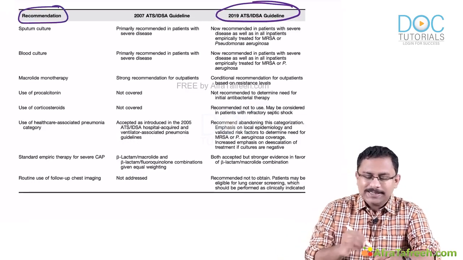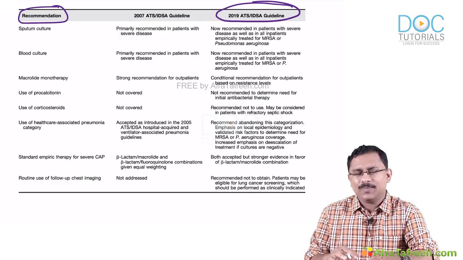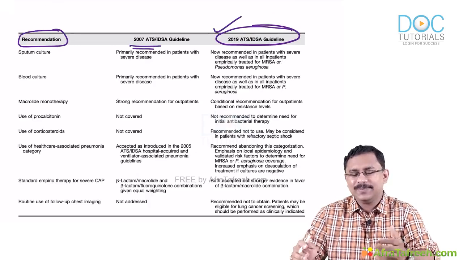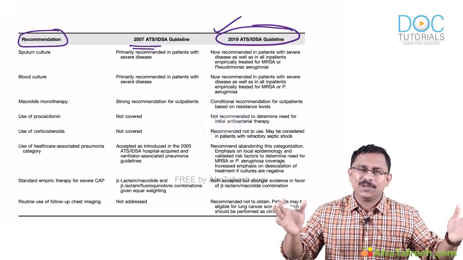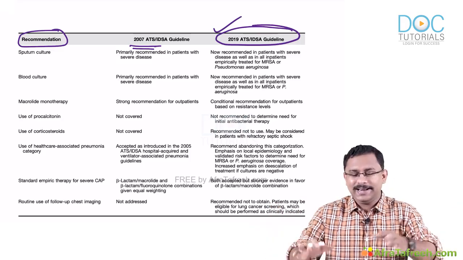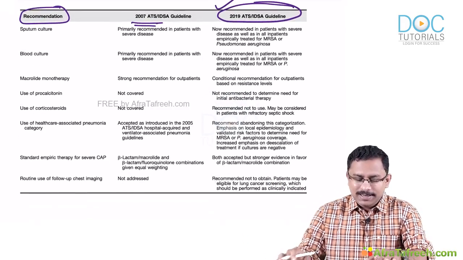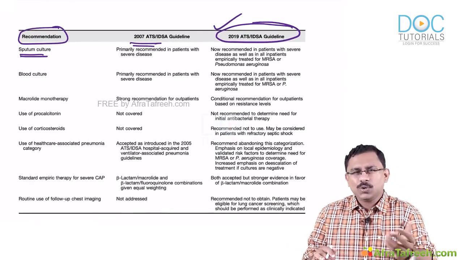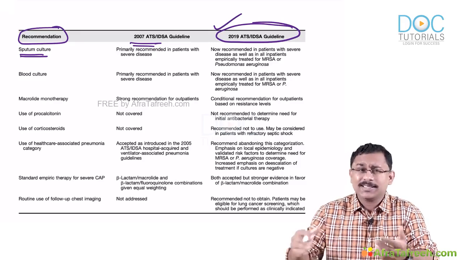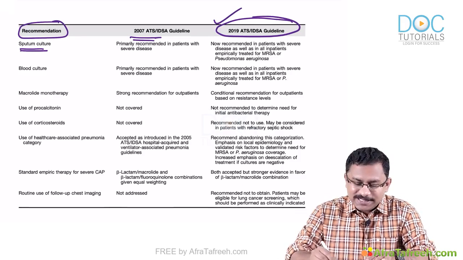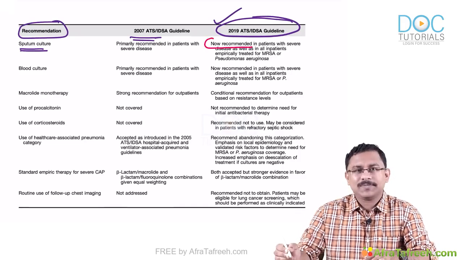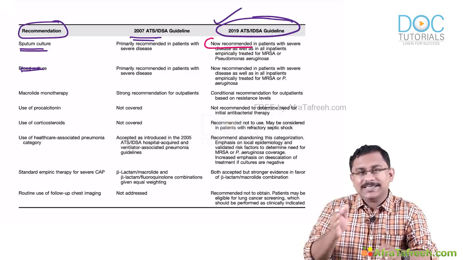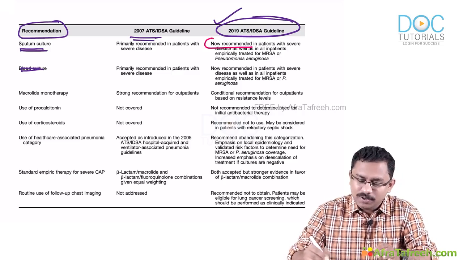They have listed several recommendations. I'm going to tell you about the 2019. We are not going to discuss the 2007. It is just that they want to make a comparison between the 2007 and 2019 guidelines. Let's see this. The sputum culture: the 2007 guidelines said sputum culture is not very imperative, but now they are specifically recommending the sputum culture. Similar is the case with blood culture. The previous guidelines said only in severe disease you need to go for that.